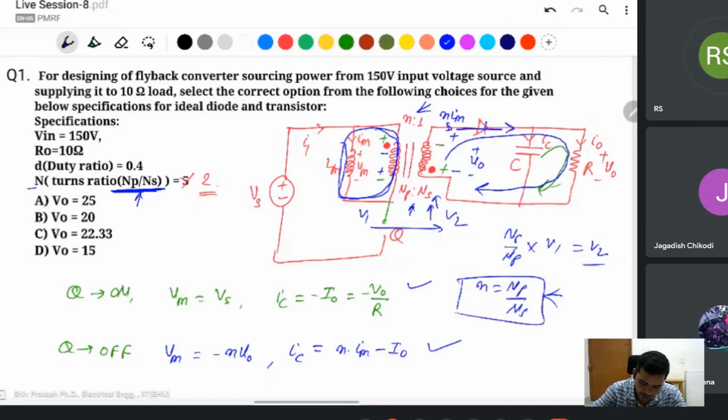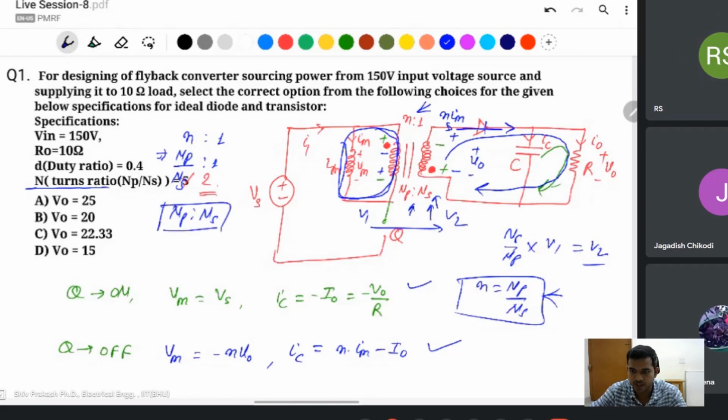But I mentioned that n is NP divided by NS. It means the primary side is n and the secondary side is 1. If n turns to 1, it means NP turns to NS like that. In this problem we are taking it like that. I think in your problems this one is opposite, NS by NP is taken. Then don't get confused. When it is clearly mentioned in a question, take it that way. If it is not mentioned, then the question will be incomplete.